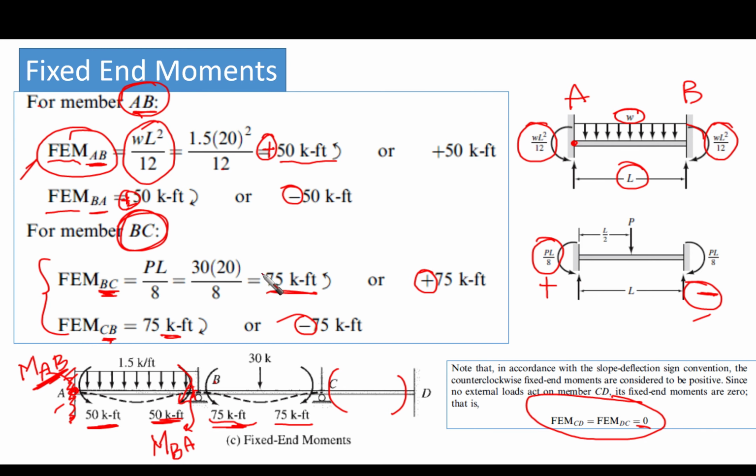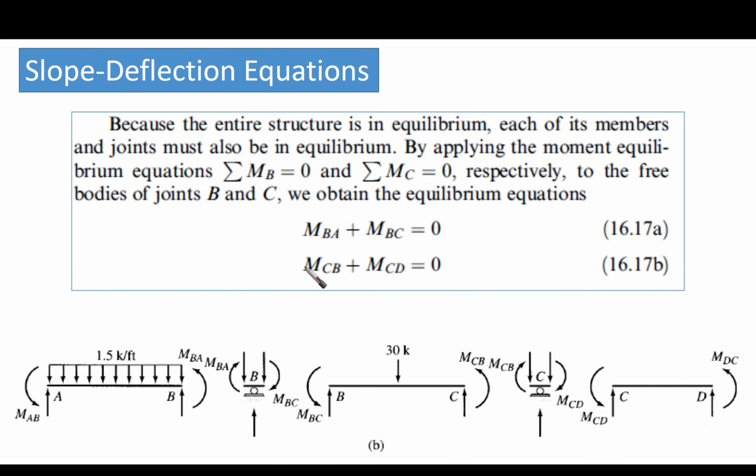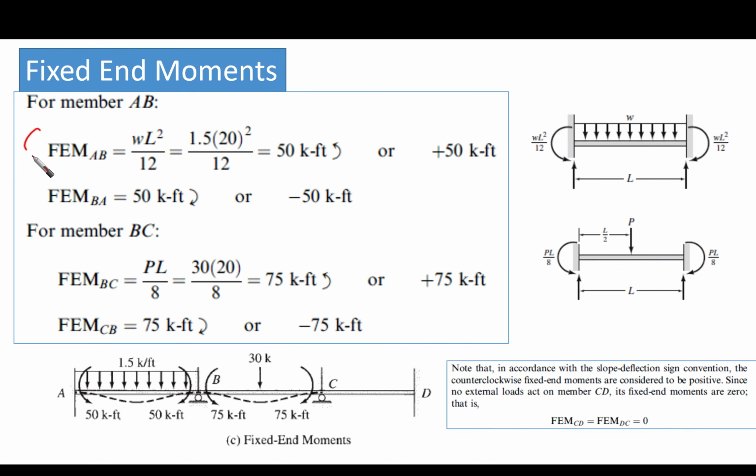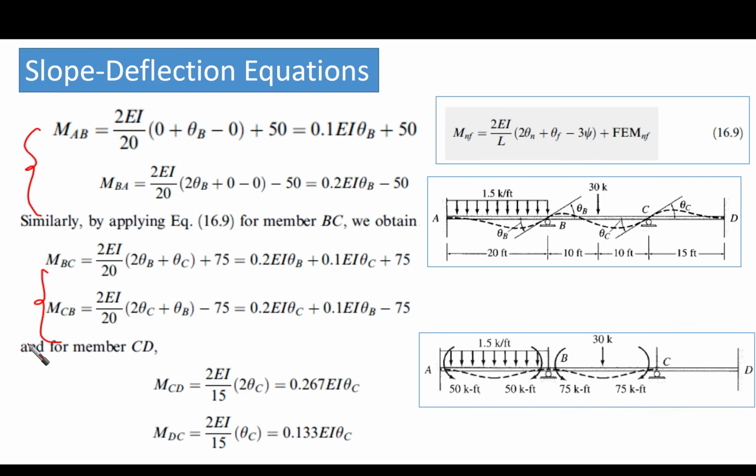Okay, now we know the fixed end moments, right? And we have the equilibrium equations from the previous part. Now let's go to the slope deflection equations directly. This is our main equation that I said you need to memorize: M near-far equals 2EI over L times (2 theta near plus theta far minus 3 psi) plus FEM near-far.